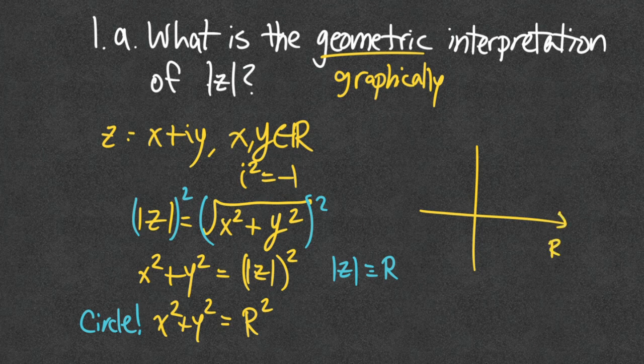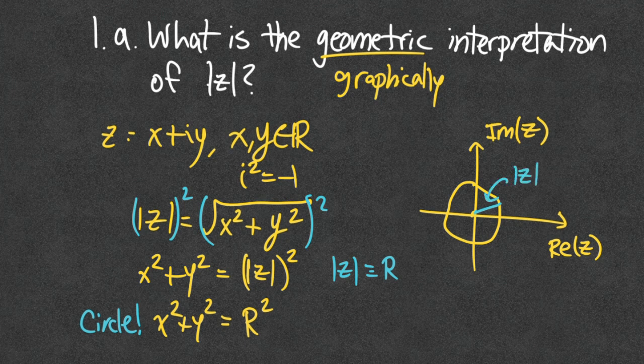is really going to be the real part of our complex number z, and the y-axis is going to be the imaginary part of our complex number z. And so when we graph this circle, it's going to have center at the origin, but then it's also going to have a radius, which is exactly the geometric interpretation of the modulus of z. So that answers part A.